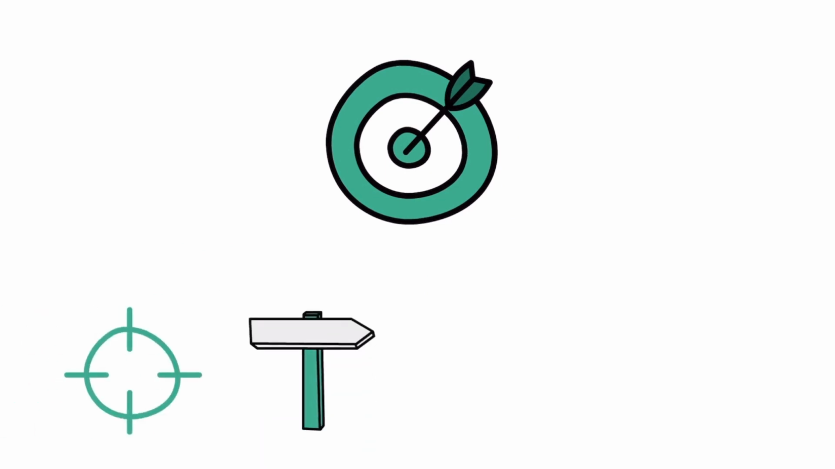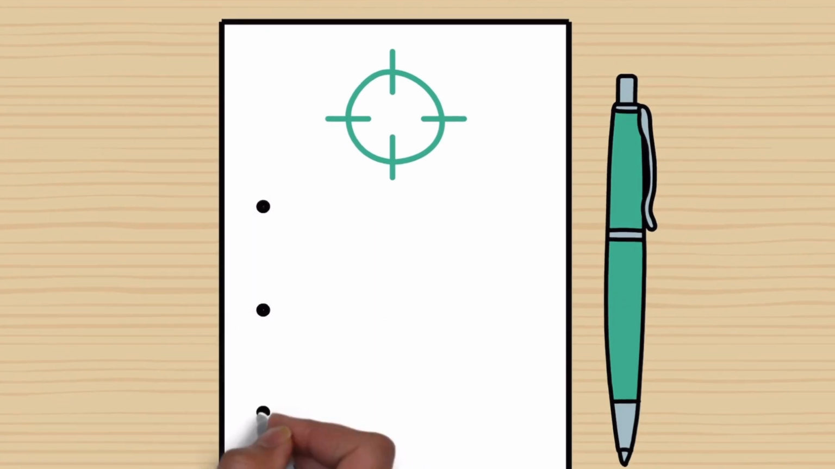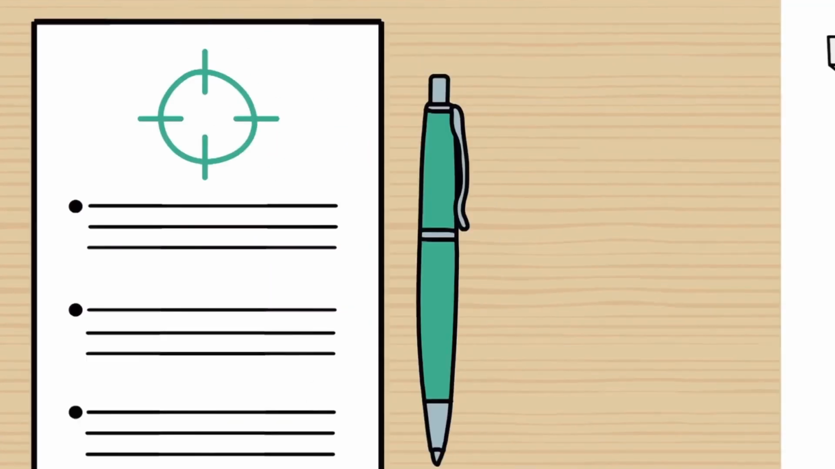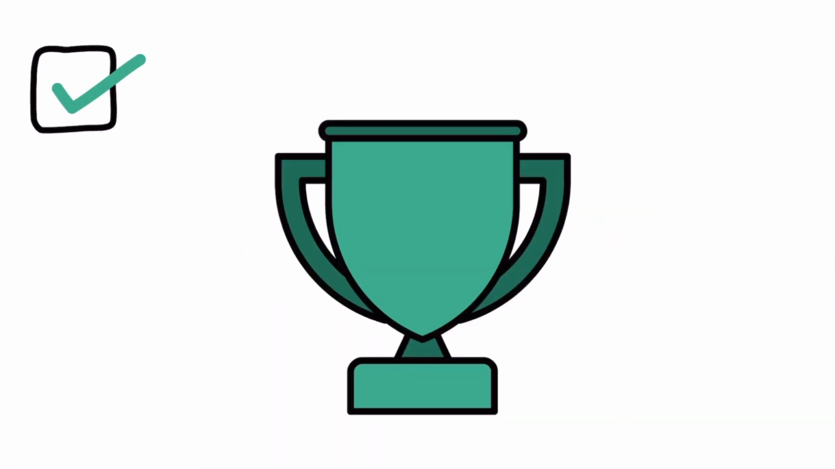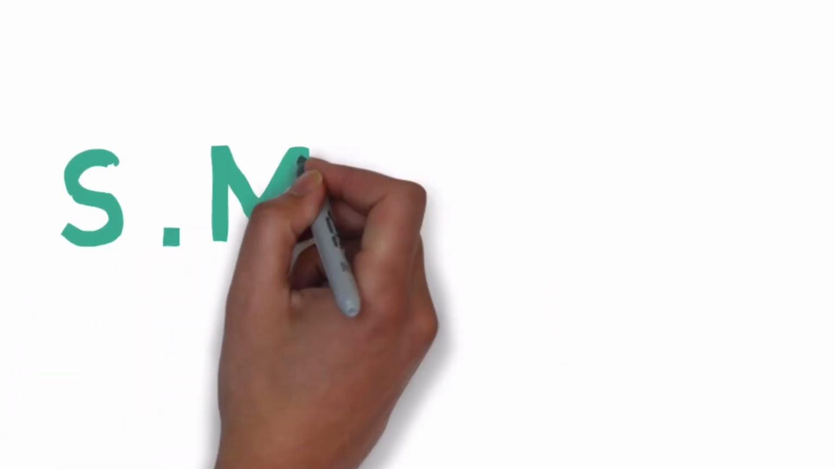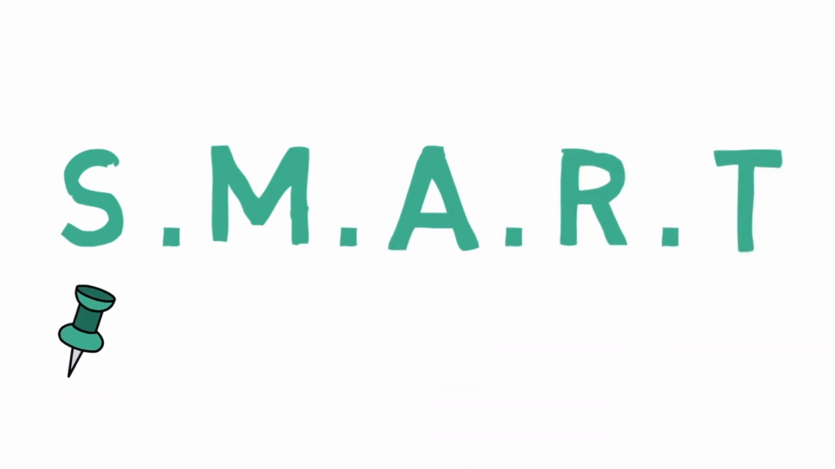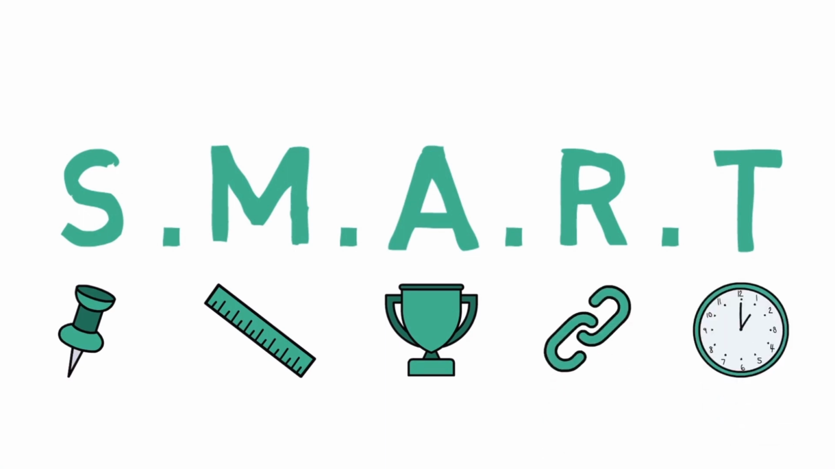There are 4 main types of objective: intent, direction, result, and task, that can be either set separately or used together. Intent objectives are broad statements which set the overall context. Direction objectives focus on where you want to be in the future. Result objectives are about what is to be achieved. And task objectives are specific activities with completion dates. All objectives should follow the SMART method and be specific, measurable, achievable, relevant, and time-bound.